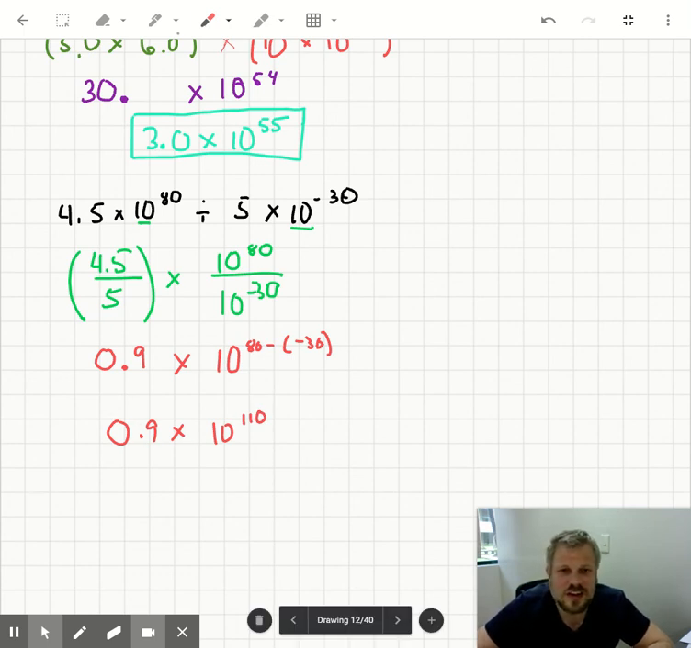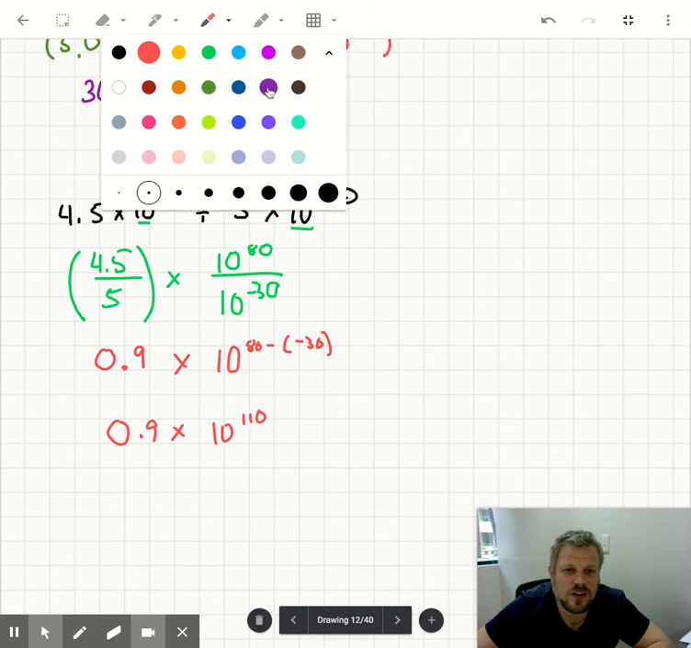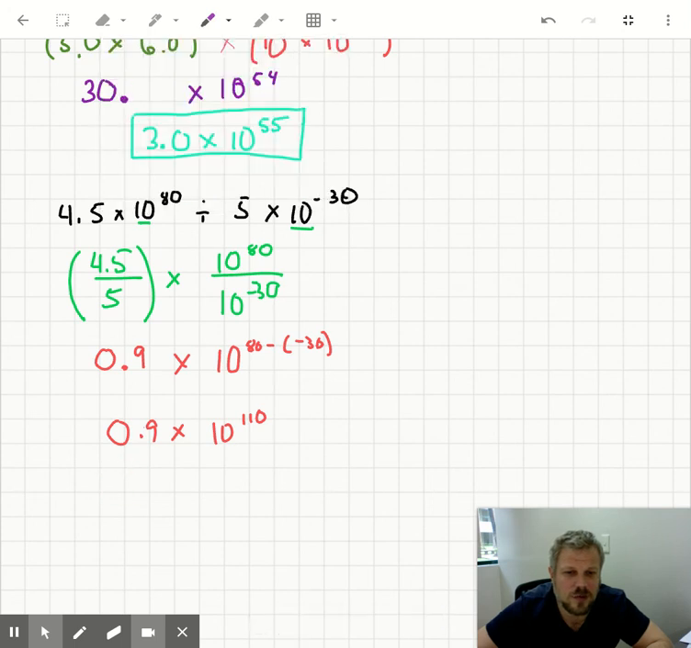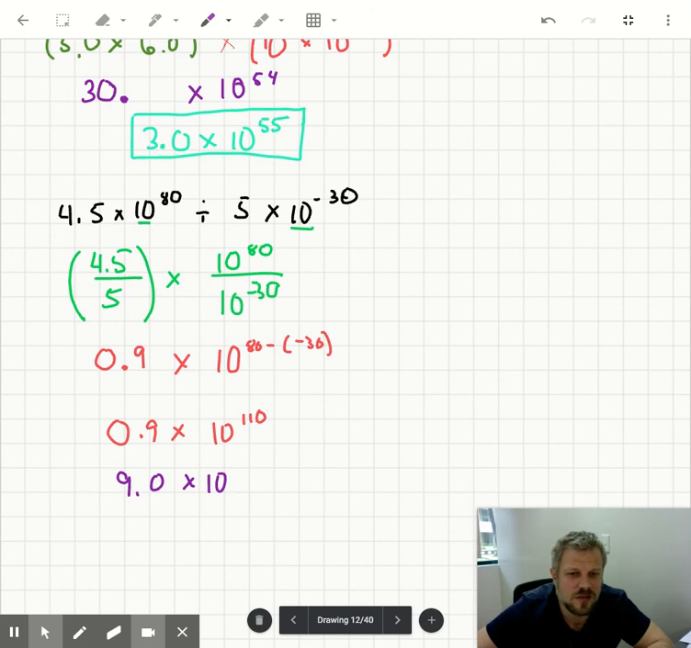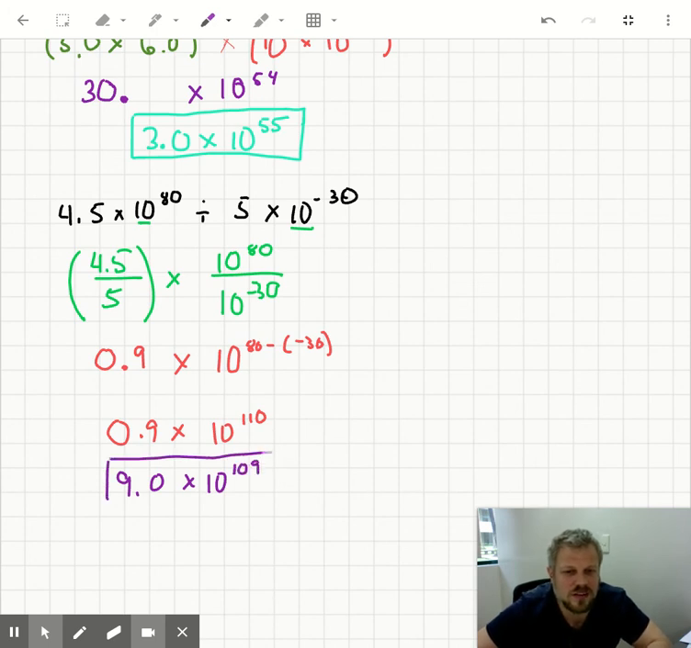But this is not in scientific notation, so we need to adjust that. That needs to be 1 digit to the left of the decimal. So we need to basically multiply this by 10. So that would be 9.0 times 10 to the, and since I multiplied here by 10, I would have to divide here by 10. So I'm going to lower the exponent here. So 109, by 1, right? Now it's in scientific notation. Okay?